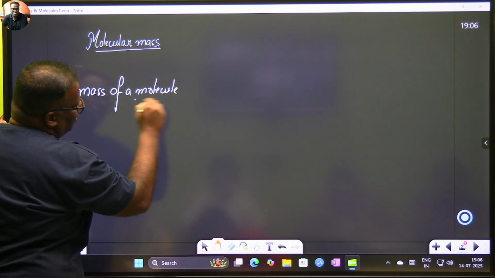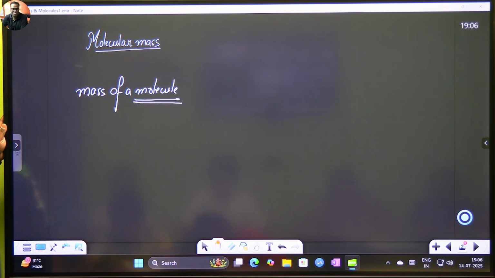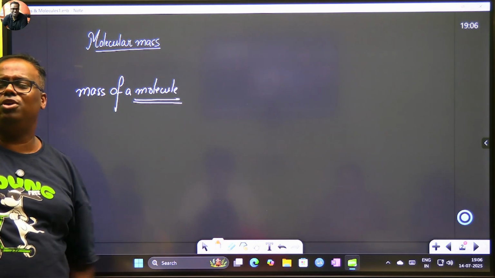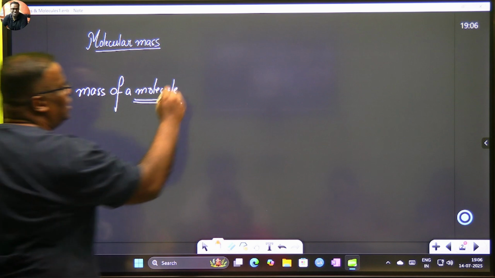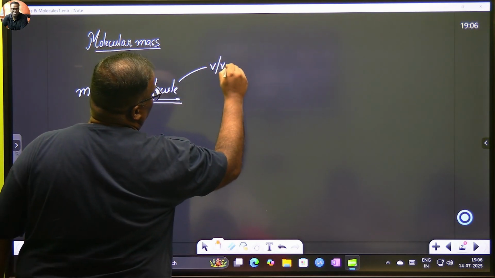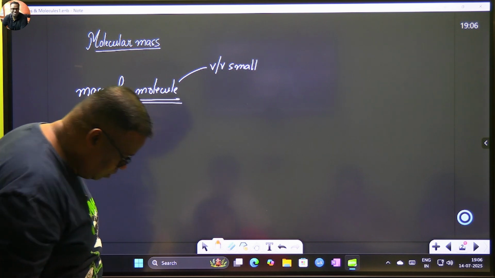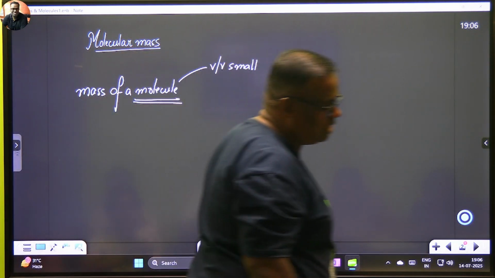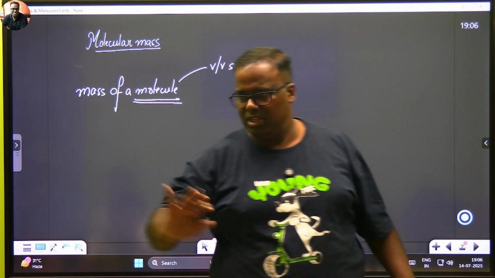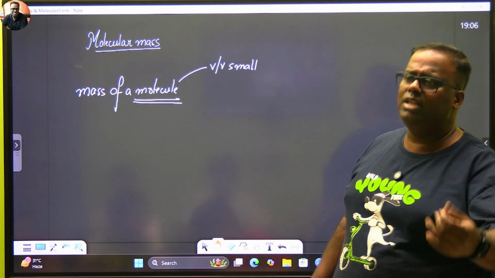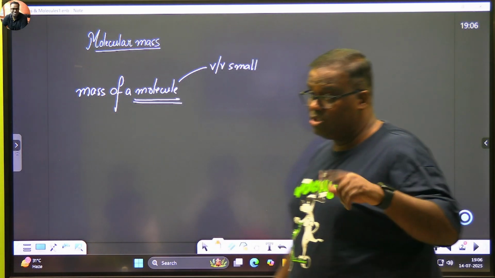So first you ask, hey molecule, how big are you? Molecule says, I am also very small like an atom. So molecule is also very, very small. That means if you try to measure the mass of the molecule in terms of grams or kg, it will not make any relevance to you. So we have to go again to something which is known as the relative molecular mass. What was relative atomic mass?